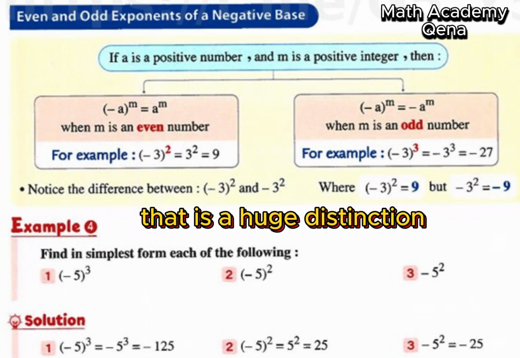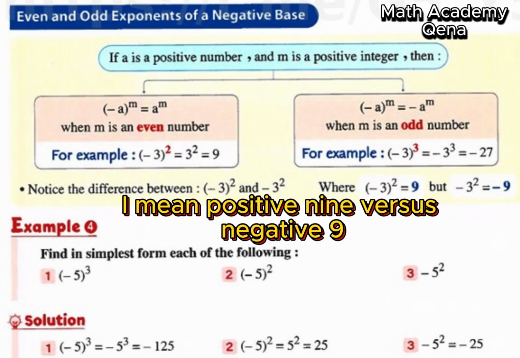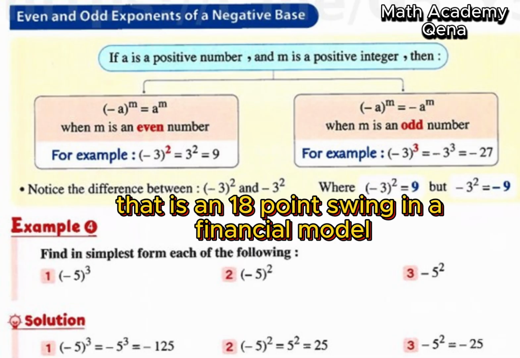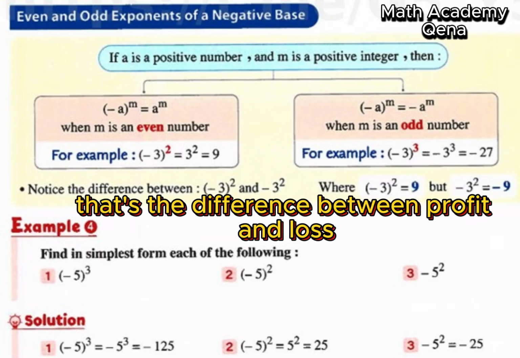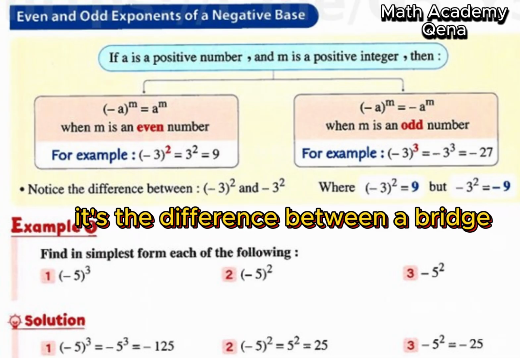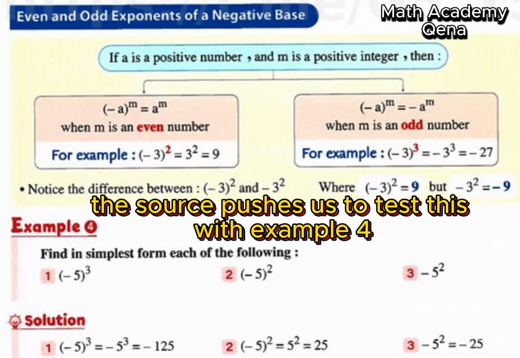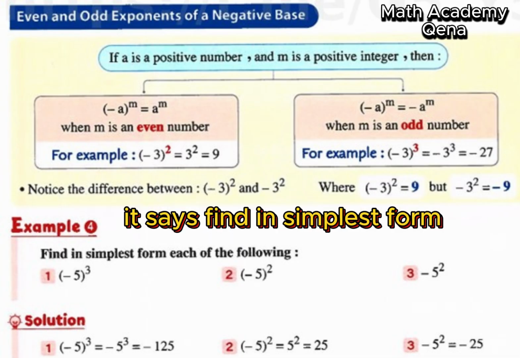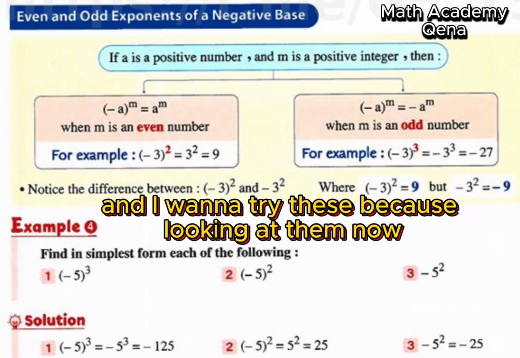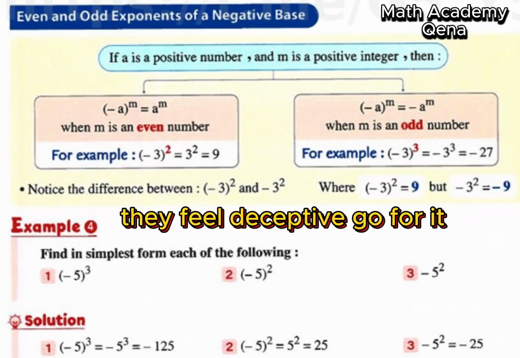That is a huge distinction. +9 versus -9, that is an 18-point swing. In a financial model, that's the difference between profit and loss. It's the difference between a bridge standing up and falling down. It's strictly structural. The source pushes us to test this with example 4. It says find in simplest form. And I want to try these because looking at them now, they feel deceptive. Go for it. Let's apply the logic.